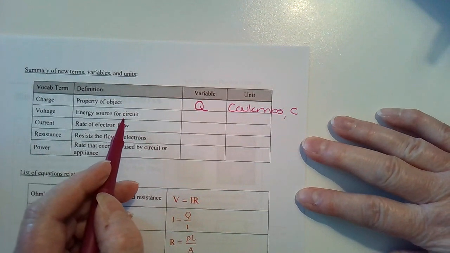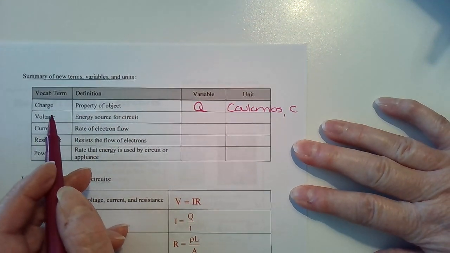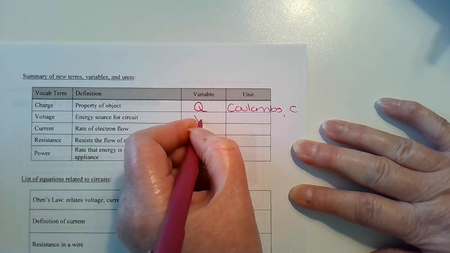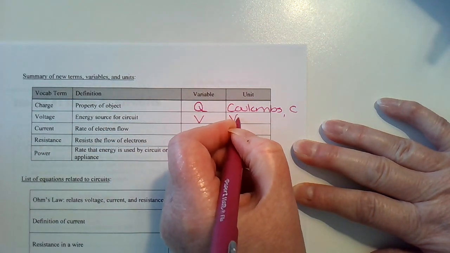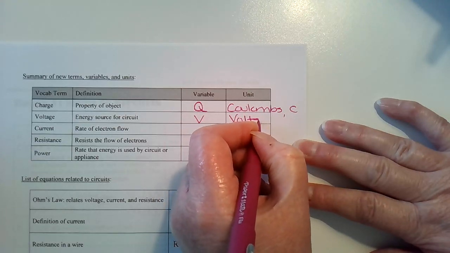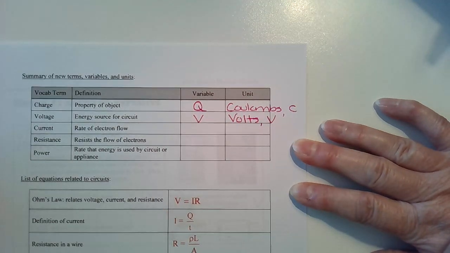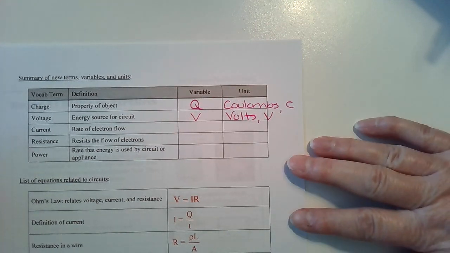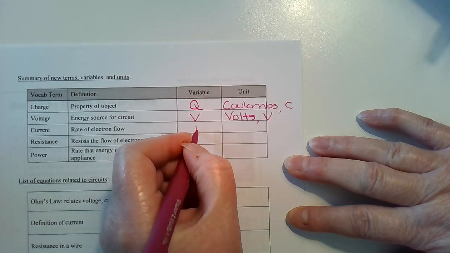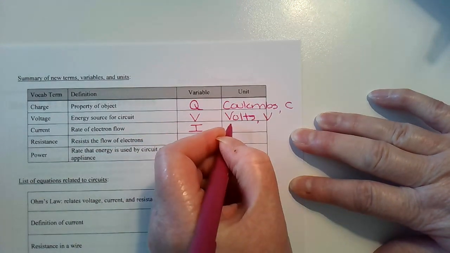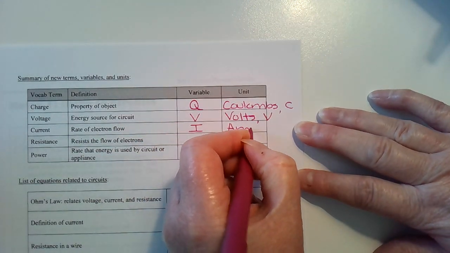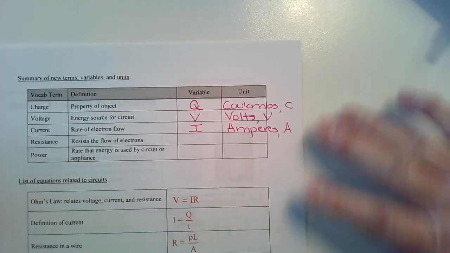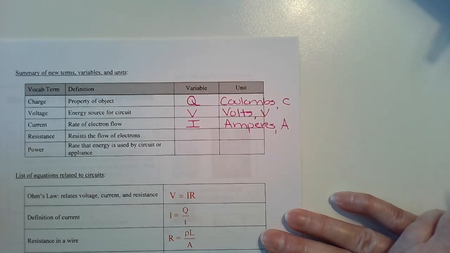We need an energy source for our circuit. That's going to be our battery. It's called voltage or potential difference, and that's going to be V. The unit is volts, which is also a V. Then my electrons are going to march kind of fast, and when they march fast, that's current. Current is named after Mr. Ampere, so it's amperes, or we'll use capital A, and it's okay to say amps.